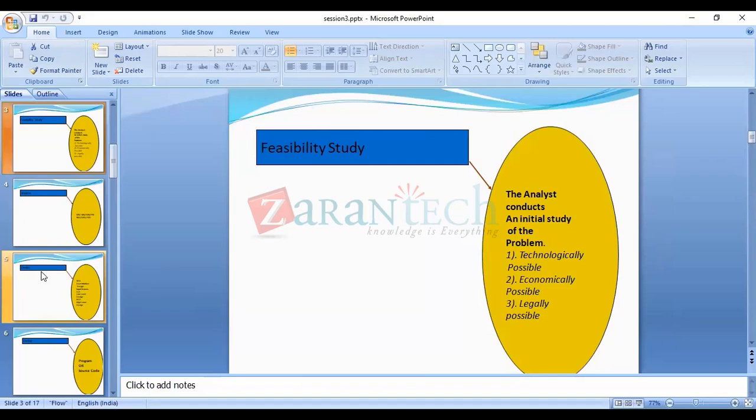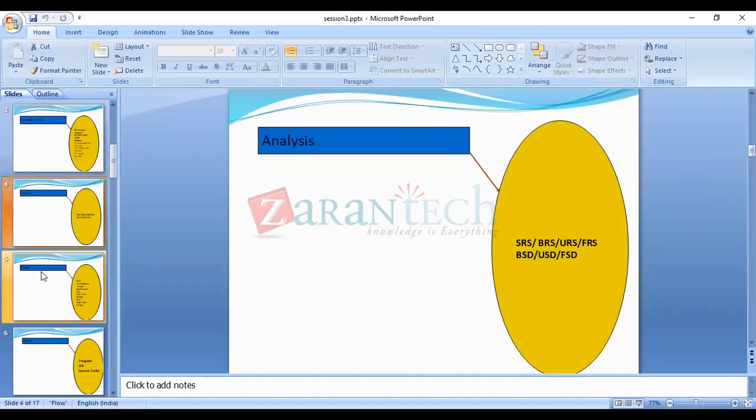If you want to construct one house, first you need to verify the feasibility: whether we have that much budget or not, whether you have legal permissions or not, whether you have the right place or not. You consider all these things if you want to construct a house. And the second one is analysis.